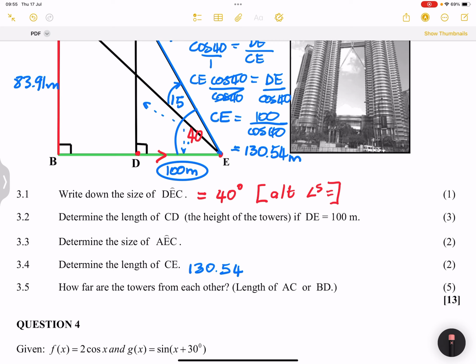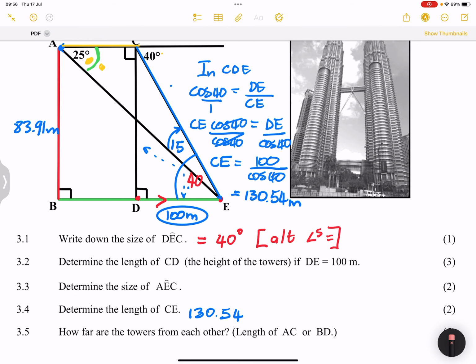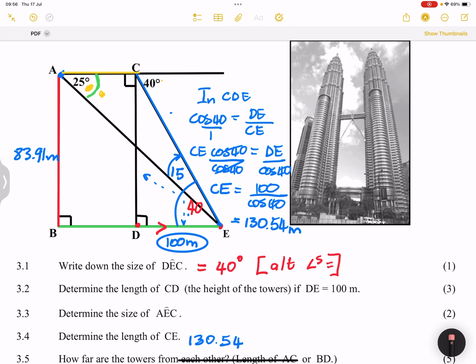Right, and finally, I am now going to look at the very last question. They say, how far are the towers from each other? So we are looking for AC or BD. Okay, so there are our towers. So either we find the value of AC, or we're going to find the length of BD. I think it's easier for us to find BD.